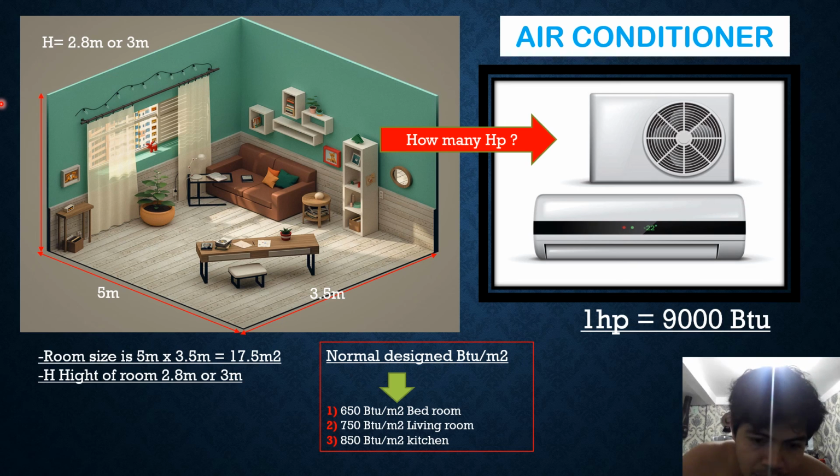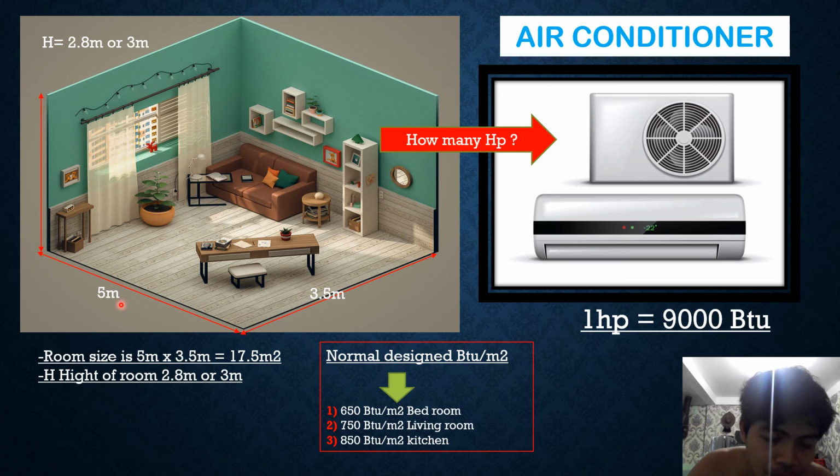This calculation requires you to know some basic points, like 1 HP is equal to 9000 BTU, and the normal design BTU per square meter. For bedroom it is 650 BTU per square meter. For the living room it is 750 BTU per square meter, and for the kitchen it is 850 BTU per square meter. So you must remember these basics if you want to calculate it.